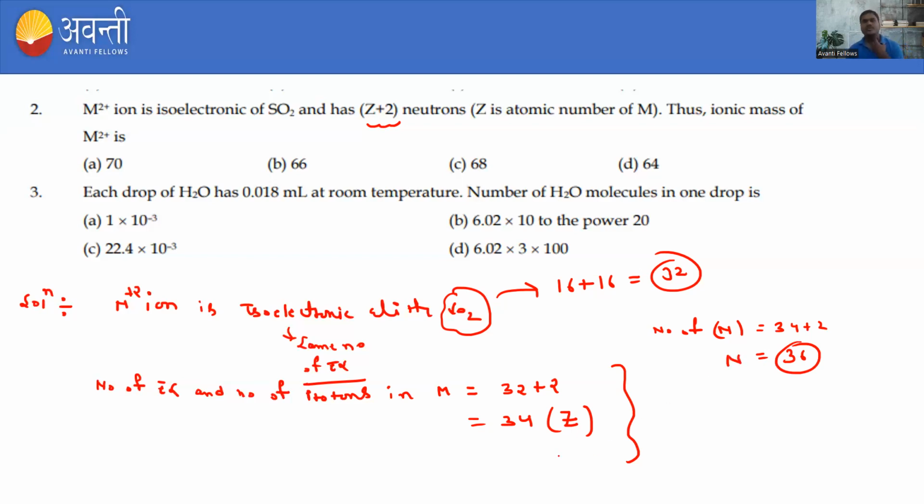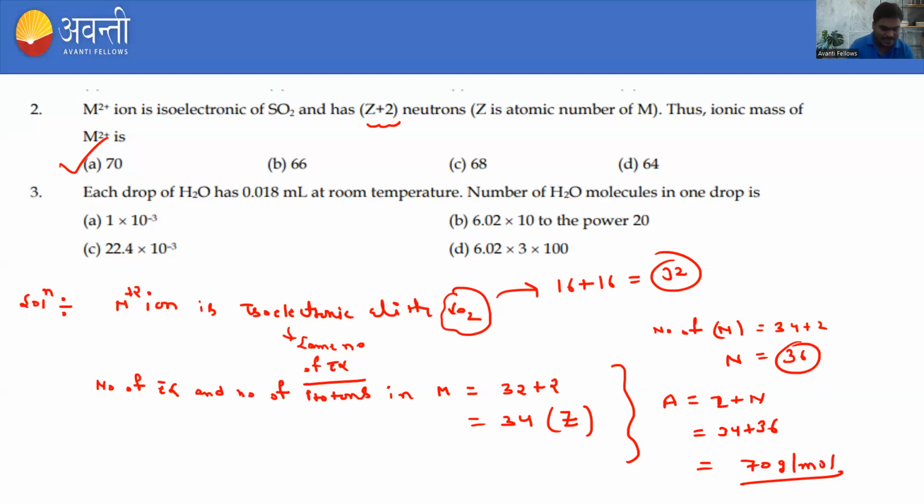So in this question, what do you want? The ionic mass of M2 plus. So you calculate the molar mass, the atomic mass. We know that atomic mass is the Z plus the number of neutrons. The value of Z is 34 and the neutrons is 36. This comes out to be 70 gram per mole. So which one is correct? That is option A. So option A is absolutely correct, this is the ionic mass of the M2 plus ion.